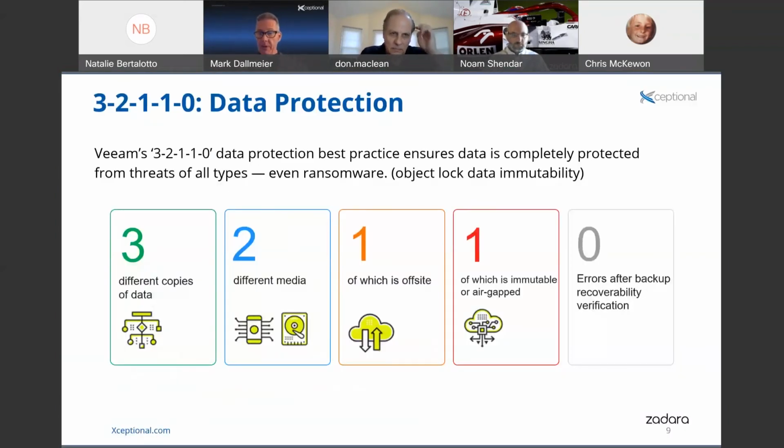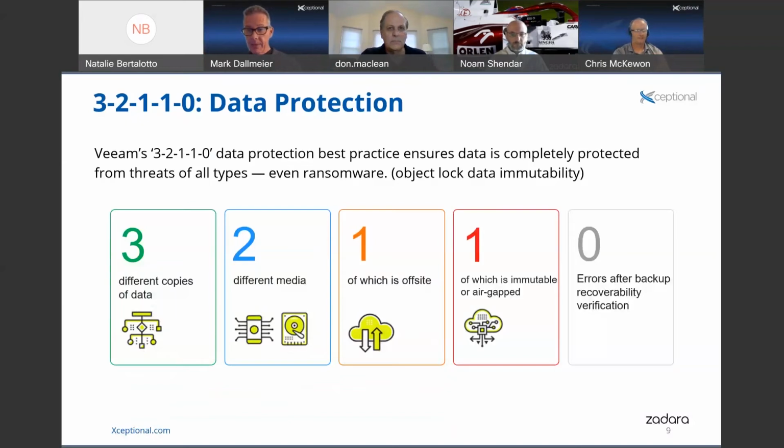I'm going to stop there and pause, and I'm going to ask Chris. Hey, Chris. Chris is the CEO and founder of Exceptional, another 20-year veteran. Chris has been manning the chat room. Chris, do we have any questions around zero trust, around ransomware, or around any of the topics that we've covered thus far in the session?